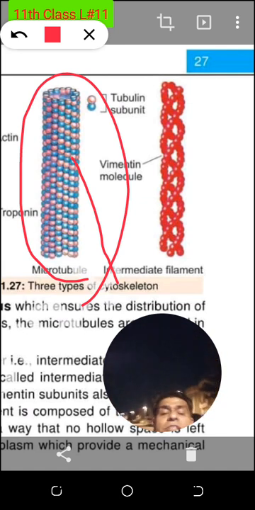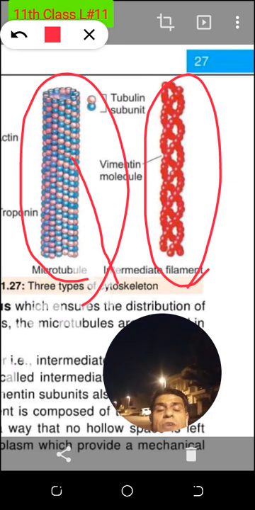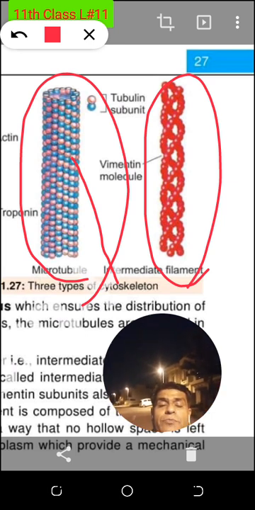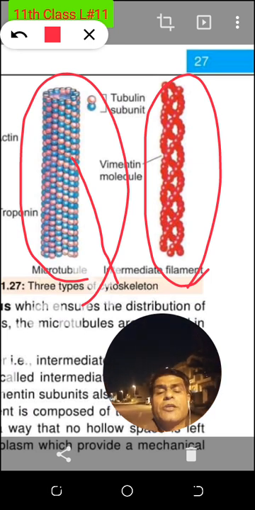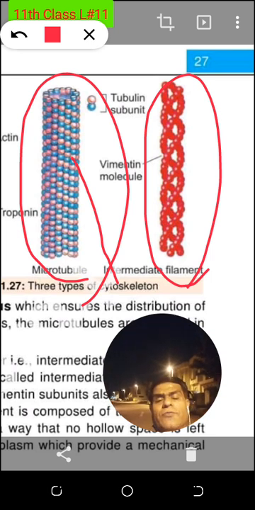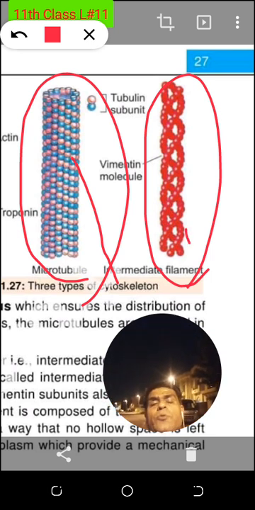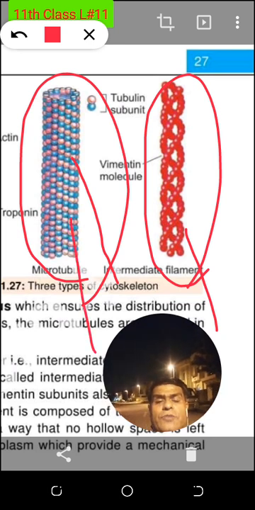Intermediate filaments: this is the intermediate filament, made of vimentin protein in a twisted format. The function of intermediate filaments is very easy. They are just giving support to the cell. I am once again telling you the function of all filaments. The easiest function is support. Microtubules do protein formation, cilia formation, flagella formation.